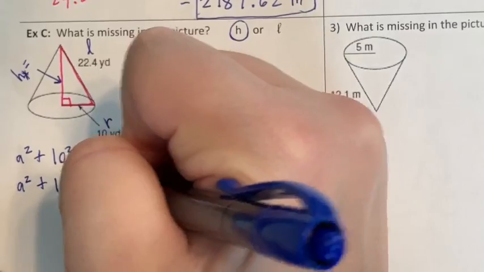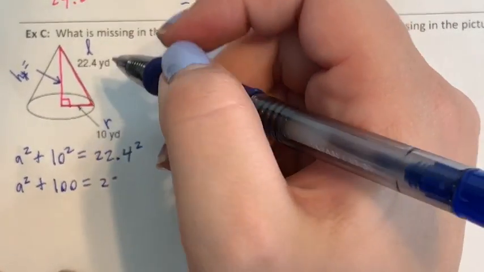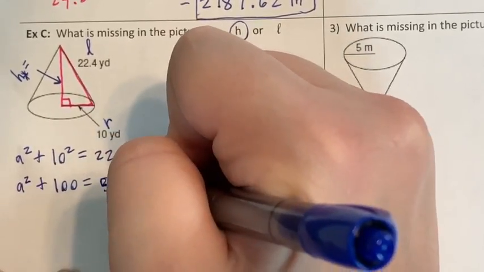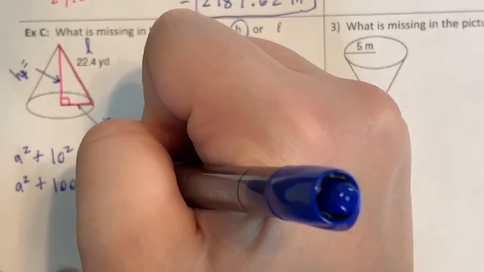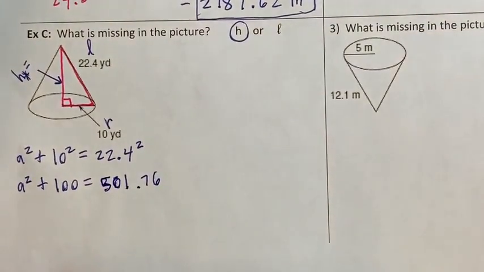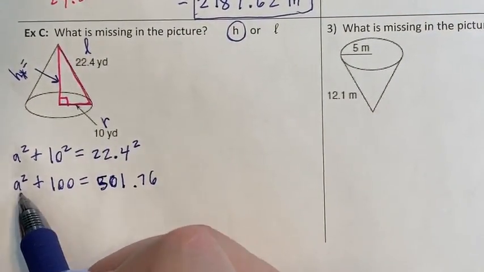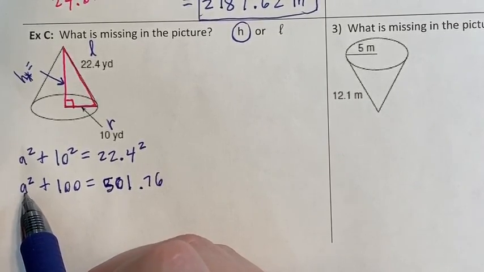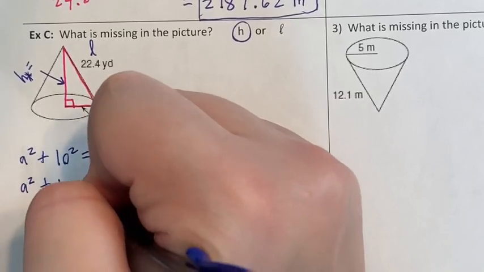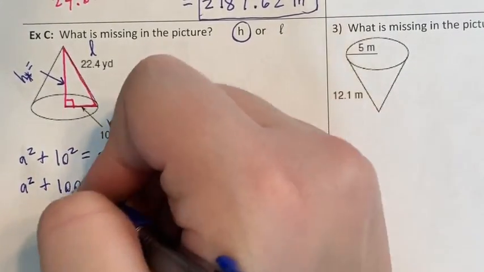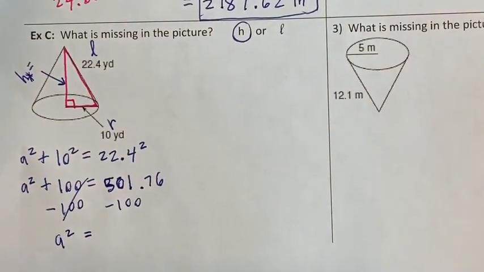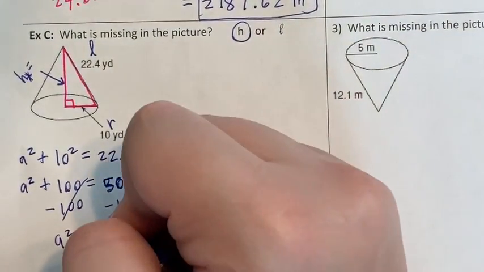So A squared plus 10 squared is 100. And 22.4 squared is 501.76. I'm trying to get A, my height, my leg by itself. So I need to move this 100 to the other side, and I do that by subtracting 100 from both sides. So then on the left, I'm left with A squared equals, when I subtract 100, now I have 401.76.